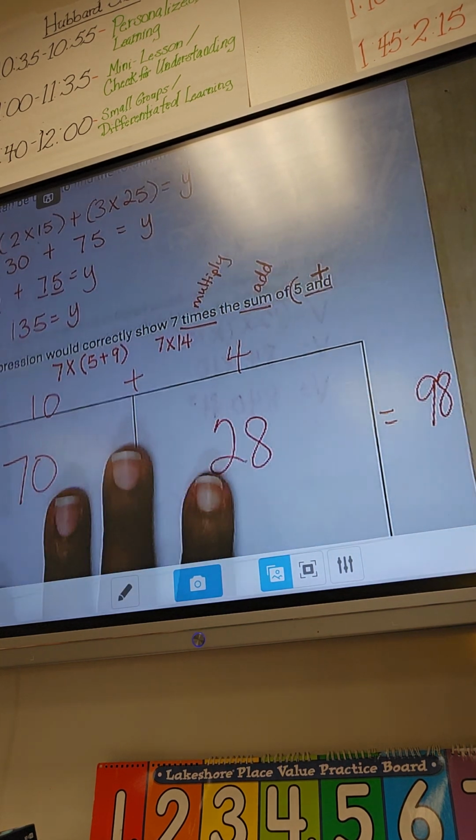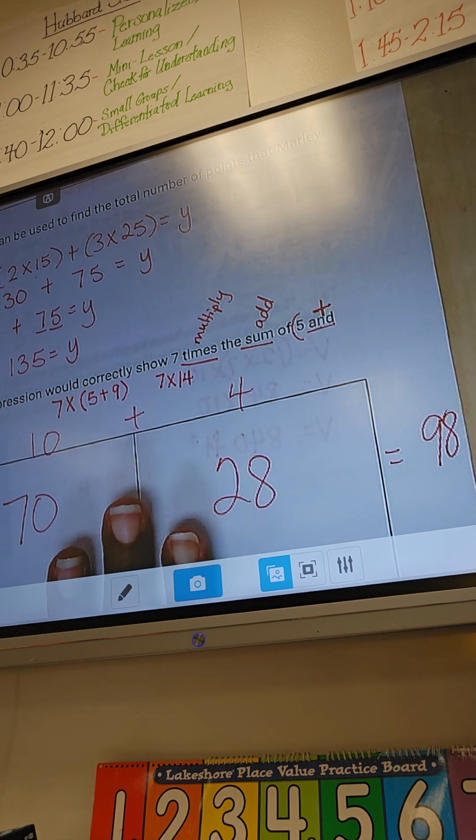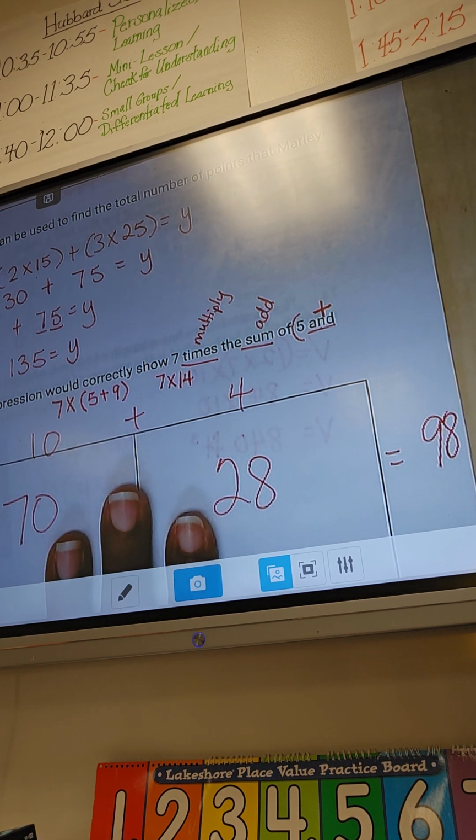All right, number 13. Any questions? Numbers 1 through 13, any questions?